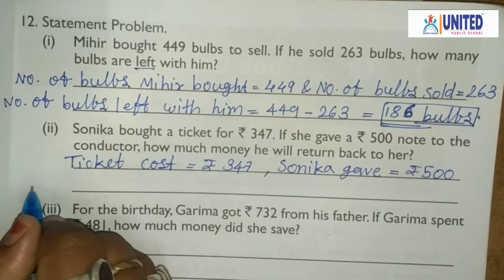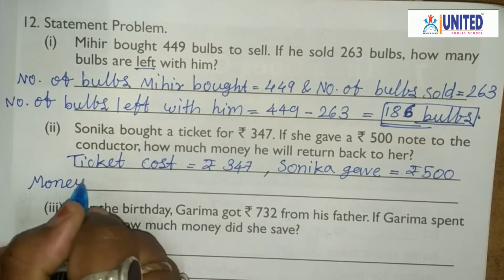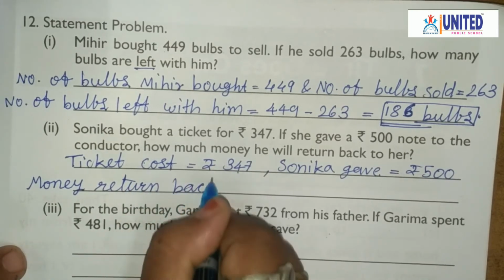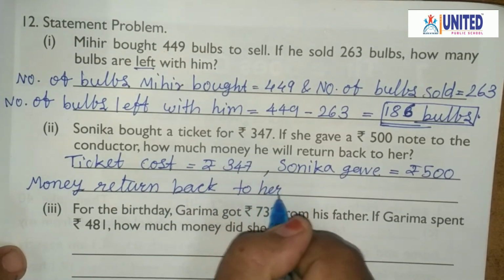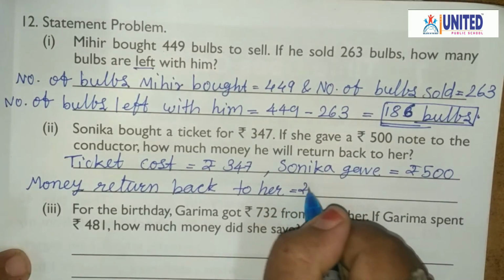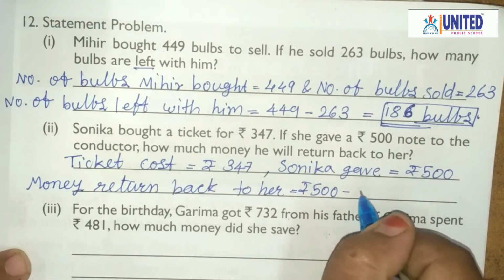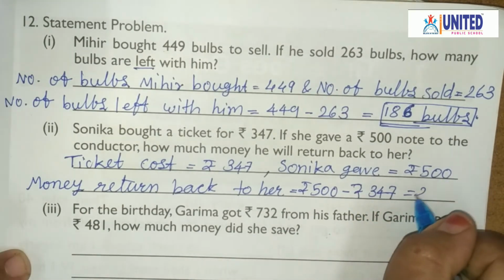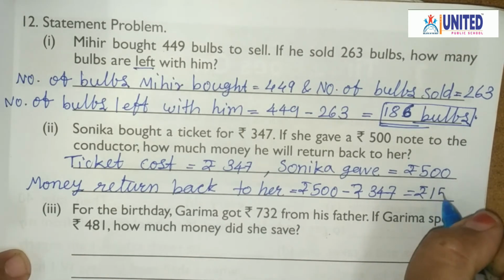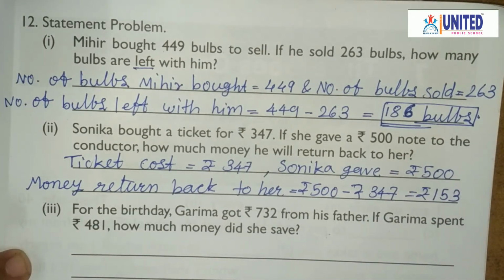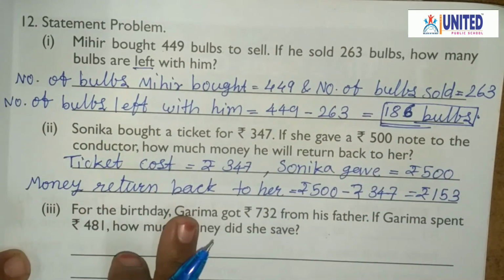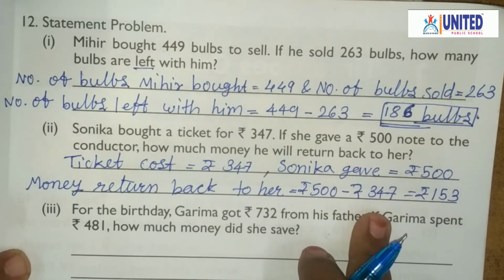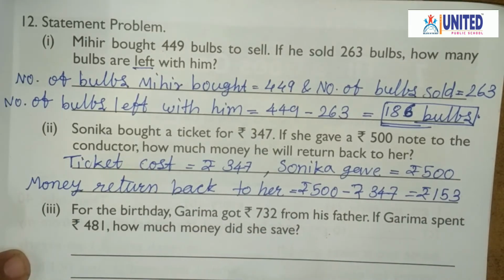Okay. So, money returned back to her is equal to rupees 500 minus rupees 347. That is equal to rupees 153. Okay. Here I don't have any more space, so I do the subtraction horizontally. But you can do the subtraction vertically also.